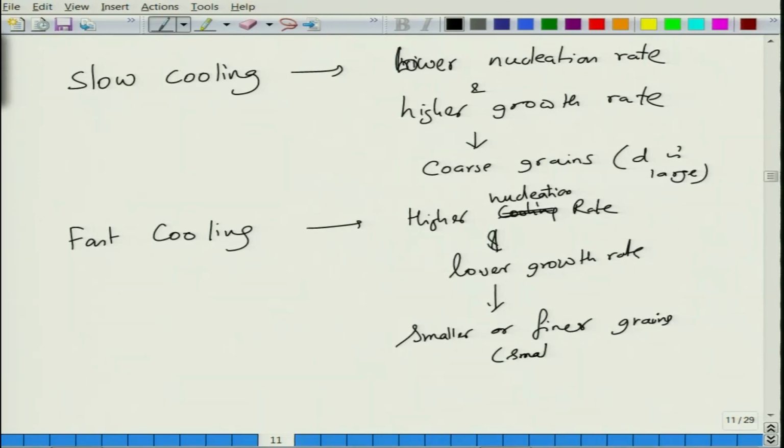So a small d. And this is generally what is done in case of copper or steel or any other engineering metal, where we carry out this process. So pure copper, if you are making, then pure copper can be cooled fast or slow to give rise to higher or lower grain size. So fast cooling will give you smaller grain size, slow cooling will give you coarse grain size.